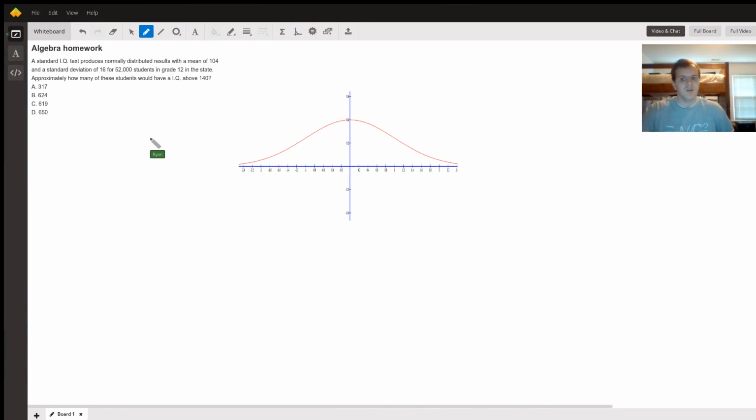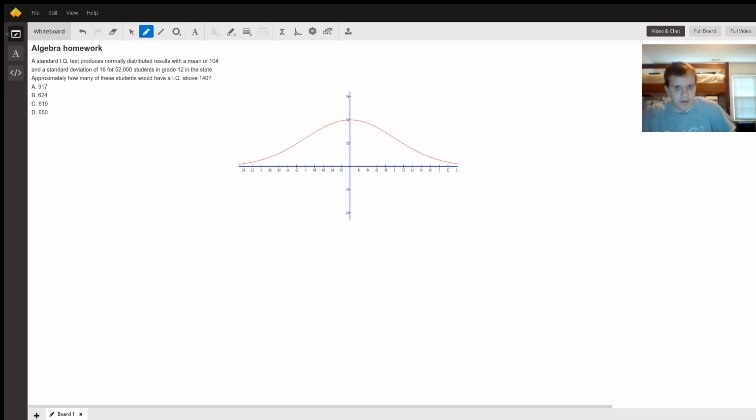All right, we have a question here from Leah, which says, a standard IQ test produces normally distributed results with a mean of 104 and a standard deviation of 16 for 52,000 students in grade 12 in the state. Approximately how many of these students would have an IQ above 140?